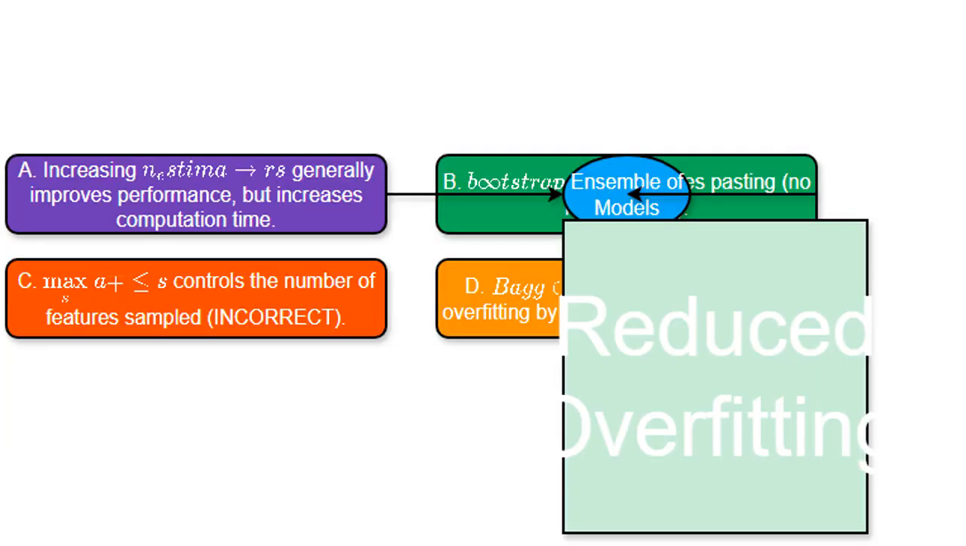By averaging multiple models, BaggingRegressor tends to reduce overfitting. Overfitting happens when a model performs well on training data but poorly on new data. Bagging helps to mitigate this by reducing the variance of individual model predictions.